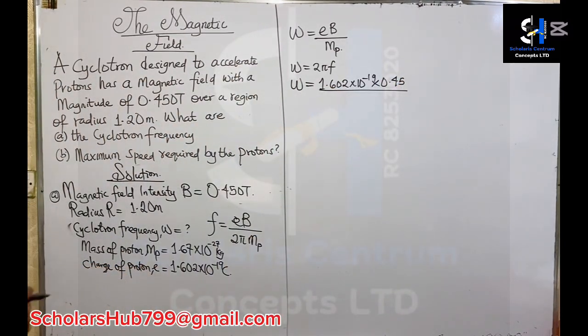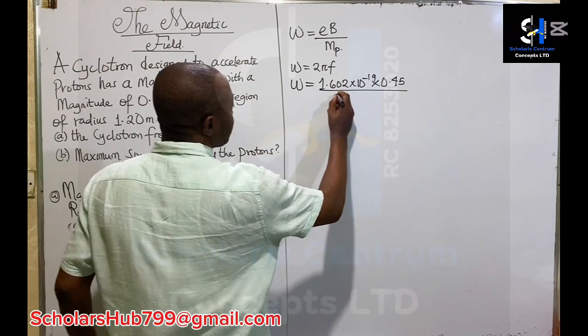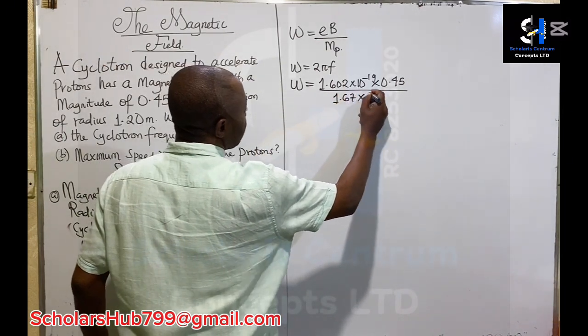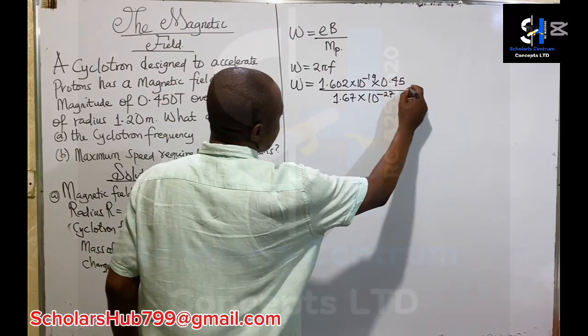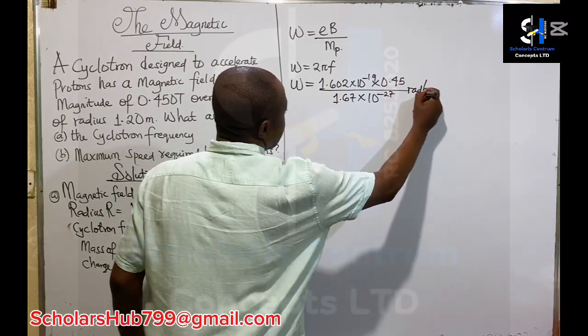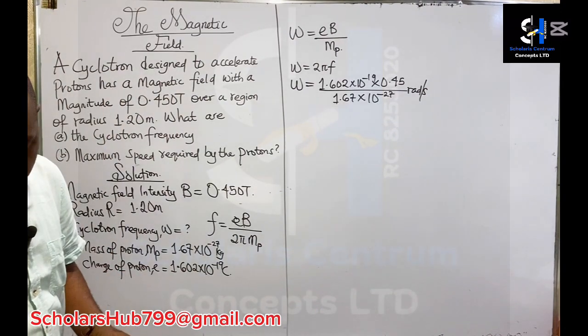Now the mass of the proton is 1.67 times 10 raised to the power of minus 27 kilograms. So this will be in radians per second.